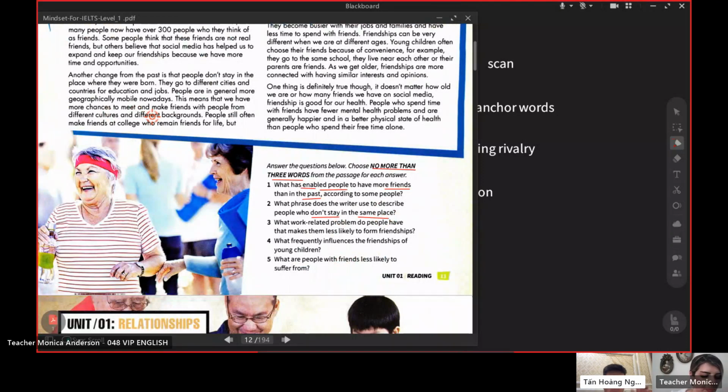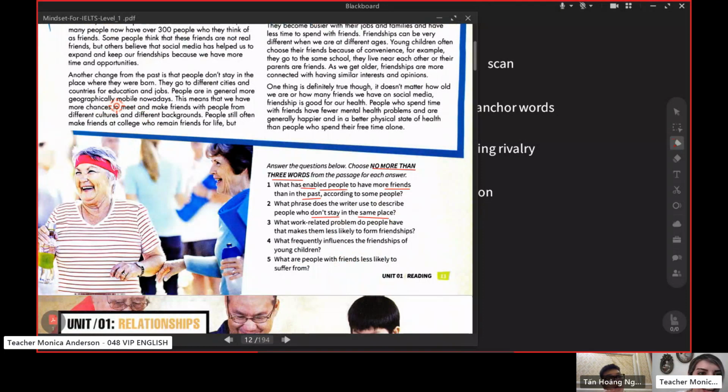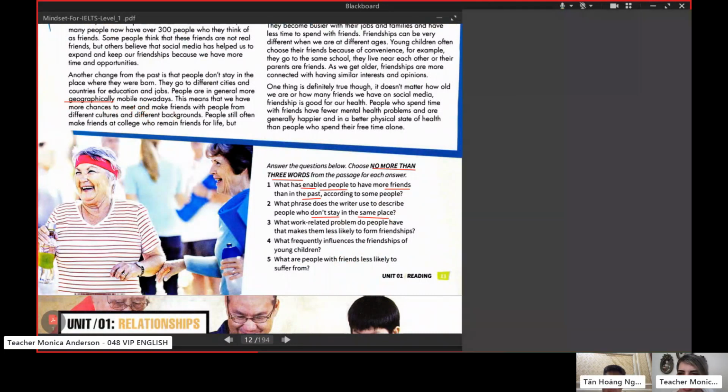People are in general more geographically mobile now. Very good. Geographically mobile. Okay, what does it mean, mobile? Do you know? Maybe.